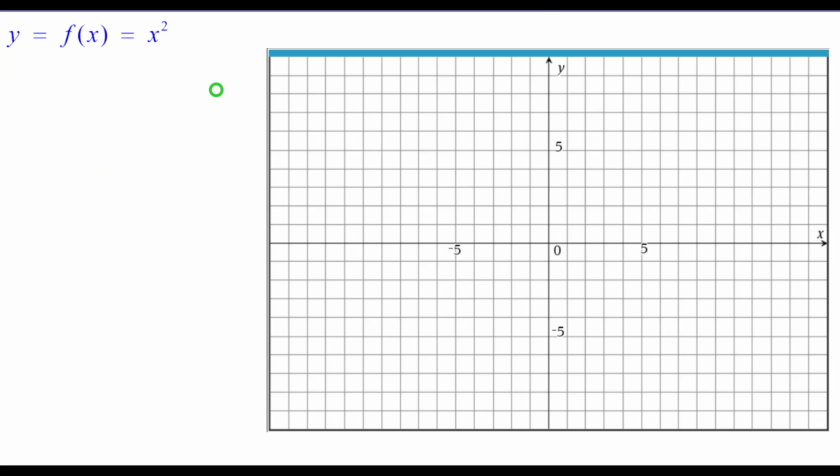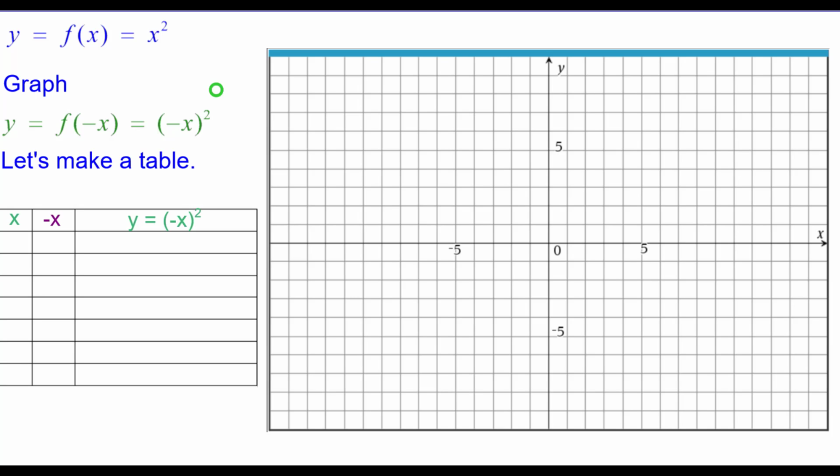Let's begin with the function y equals f of x, which equals x squared. We want to graph y equals f at the opposite of x, which is the quantity of the opposite of x squared. Let's make a table. So we have 3 columns in this table. We'll start with our 7 normal values for x. But notice we have to take the opposite of those values and then square them. So we'll do that one at a time.